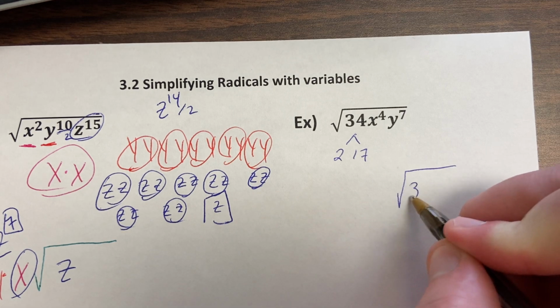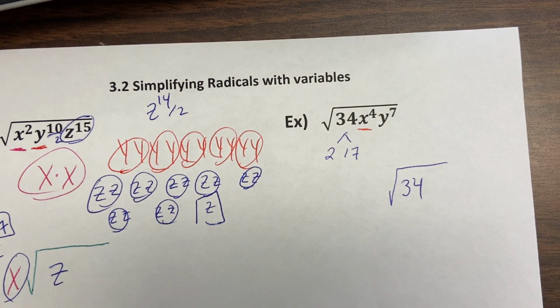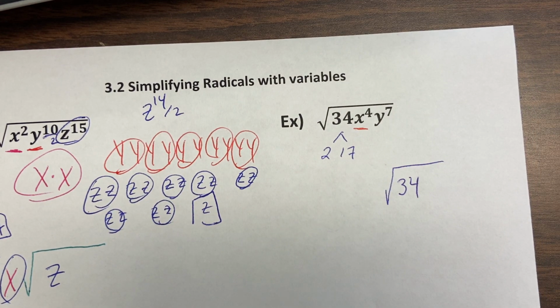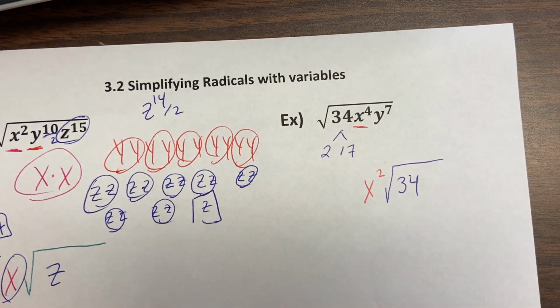Okay, so every bit of that 34 is going to stay inside the house. Let's look at our variables. We've got an x. We have x to the 4th. 4 is an even number. How many pairs are in 4? Well, 4 divided by 2 is 2.